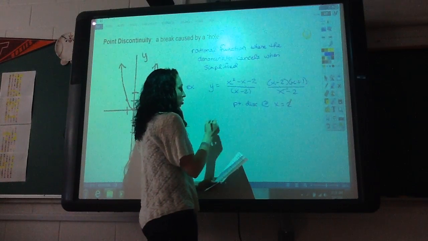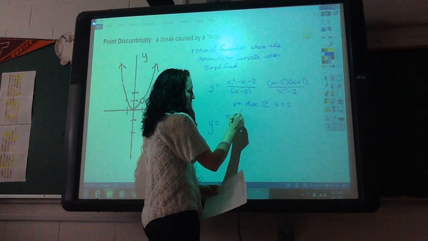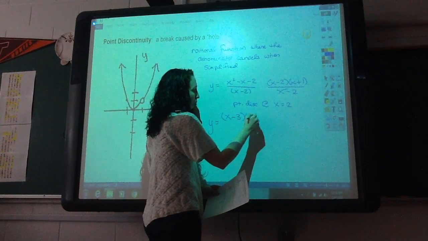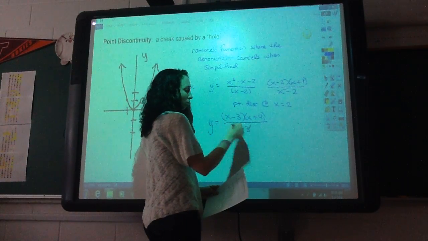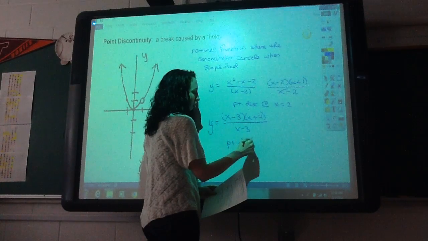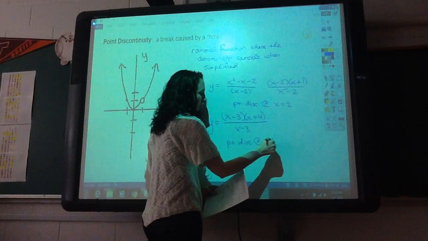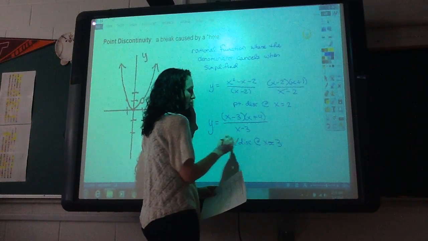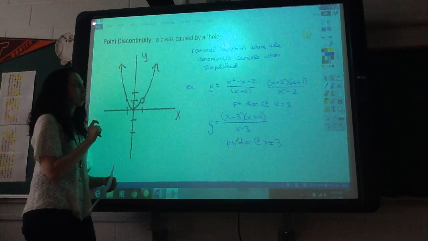If you were to use another example, let's say this one's already factored, so you've got x minus 3, x plus 4, over x minus 3. Those will cancel, and you have a point discontinuity at x equals 3. So the term that cancels is the one that's going to cause the point discontinuity.